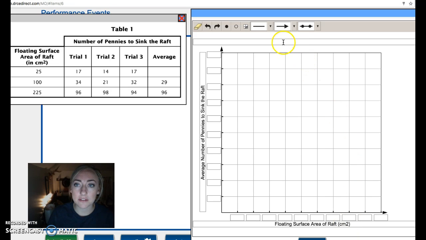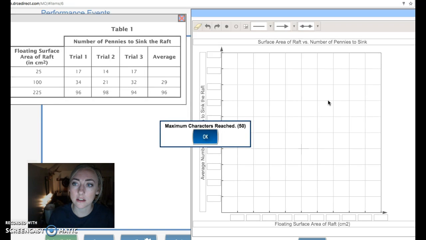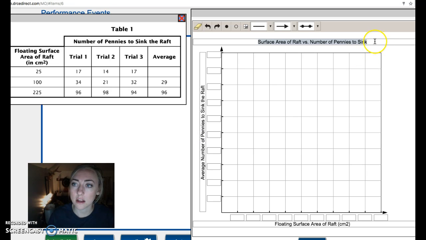You also want to give your graph a title. The best way to title a graph is to do your independent variable versus your dependent variable. So you're going to do surface area of raft versus number of pennies to sink. Okay? And as you can see, it pops up and tells you it's too many. Do as much as you can in there. Make sure you have a good title.